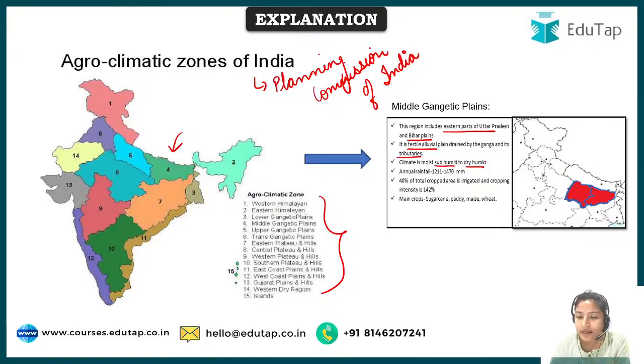Apart from that, the annual rainfall of this region is 1211 to 1470 millimeter. 40% of the total cropped area is irrigated, and the rest is dependent on rain-fed agriculture. Rain-fed we have already covered in our previous lecture. The major crops of this region are sugarcane, paddy, maize, and wheat. Like this, there are characteristics of the rest of the 14 agroclimatic zones also. But now you have an idea of what type of content is present in this chapter, and what you need to focus on.